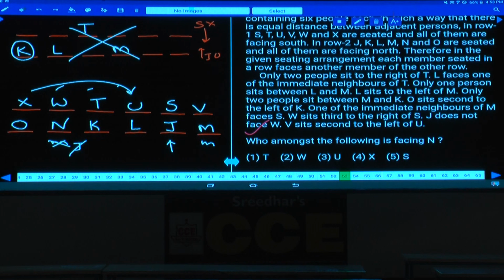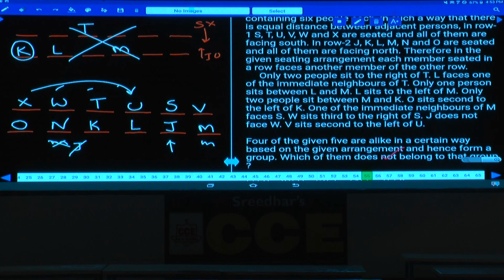Then question number 53. Who among the following is facing north? Tell me who among the following is facing north here? And W is facing north. W is facing north, that is choice 2, 53. Then question number 54. Now in this 54, who among the following is facing V? Tell me who is facing V here? And the one who is facing V is M. M, that is choice 5, 54.